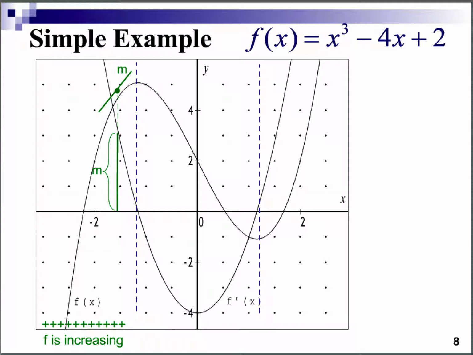Now, remember, that slope changes. As I get closer and closer to that peak, that tangent line is going to flatten out, and so the value of the derivative is going to get smaller and smaller, which means, if you go back to the derivative graph, the y value is getting smaller and smaller and headed toward the x-axis.